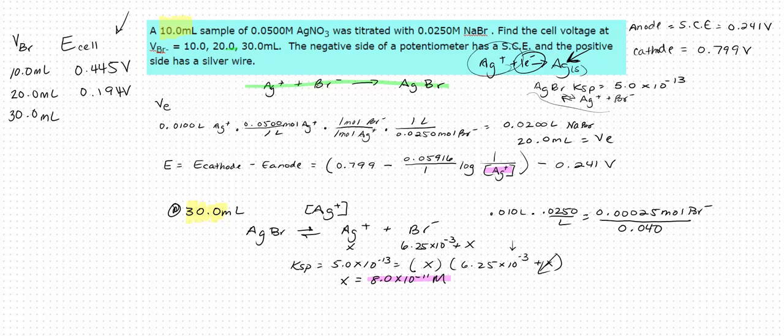Now that becomes the pink silver concentration. So that gets fed into our Nernst equation, and you should get an E of the cell value of negative 0.039 volts. So you can see the cell potential changes dramatically based on where you are in the titration.